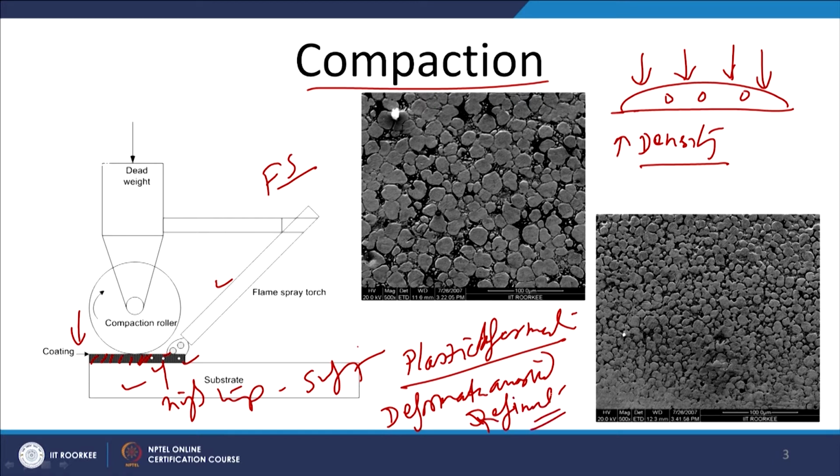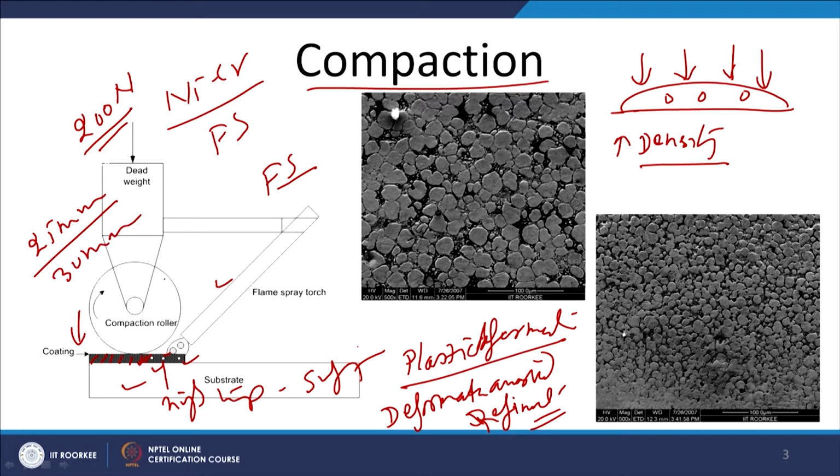Refinement helps in reducing the grain size. Here, in this particular case, say for a nickel chromium coating being developed using the flame spray process, as soon as the coating is spread, a compaction roller is passed using a normal load of 200 newtons, using a steel roller of 25 mm diameter and 30 mm length.